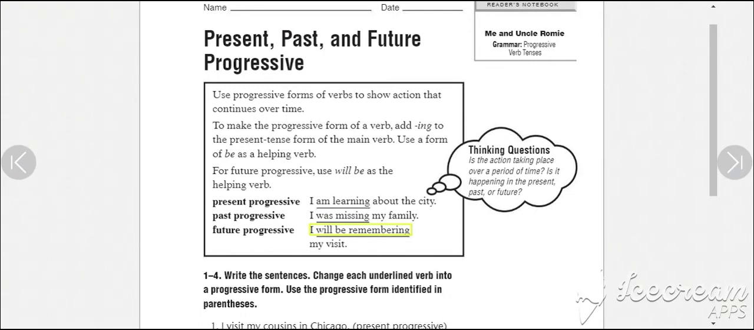Here you have will be, which is the helping verb, together, will be, and then you have the main verb with ing. So you'll have will be remembering. Will be is the helping verb, and then the main verb with ing. So the action, grade 4, in the future progressive is in progress, is continuing, is ongoing in the future tense. It's related to the planned action.